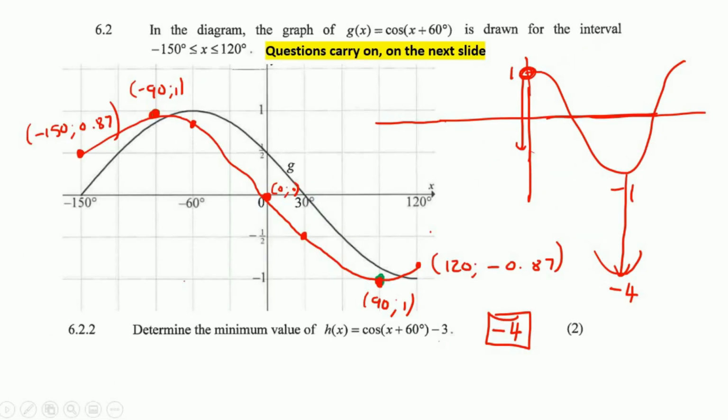Sorry, it was this question here. We had cos x plus 60. Okay, I erased the previous part. But do you remember what this red graph was? What they asked us to draw? They asked us to draw negative sin x.